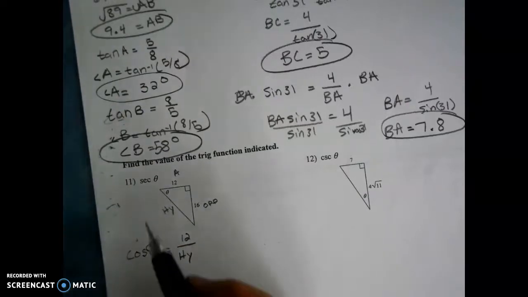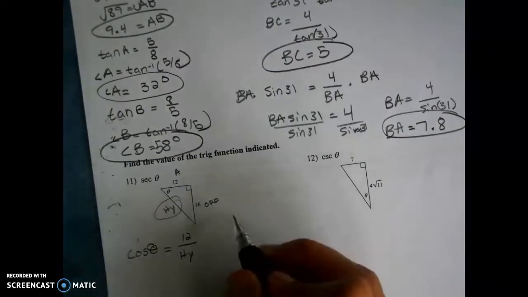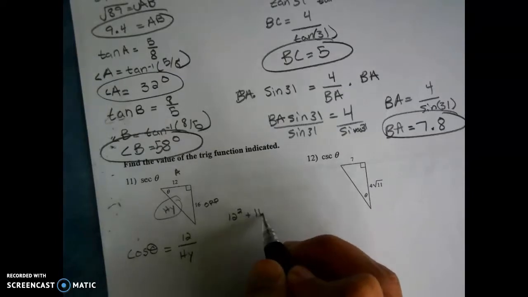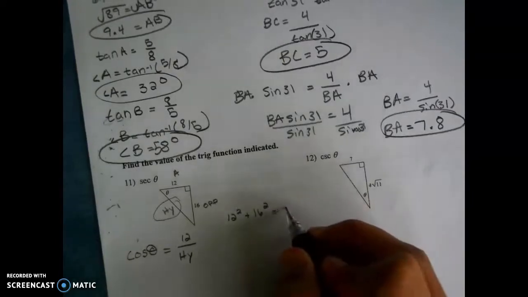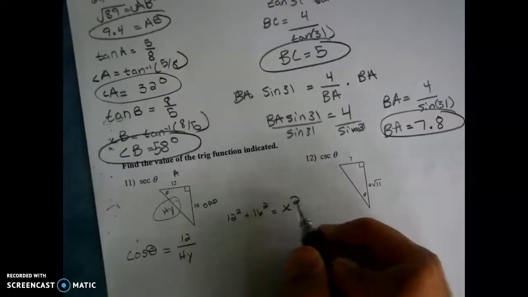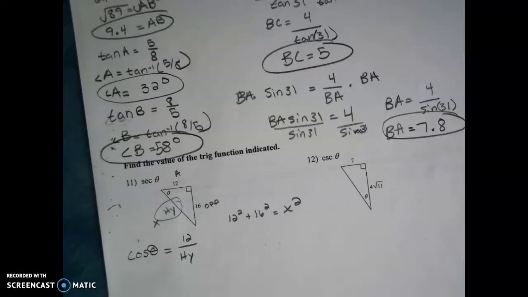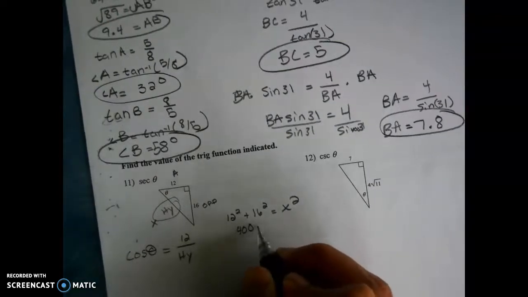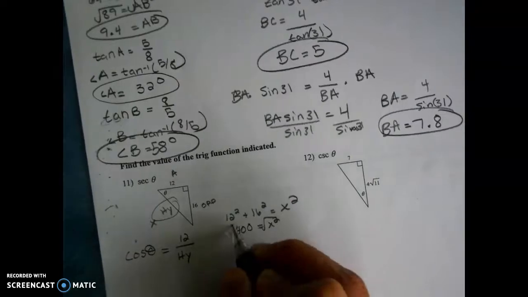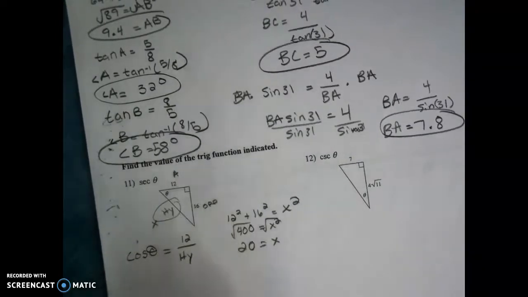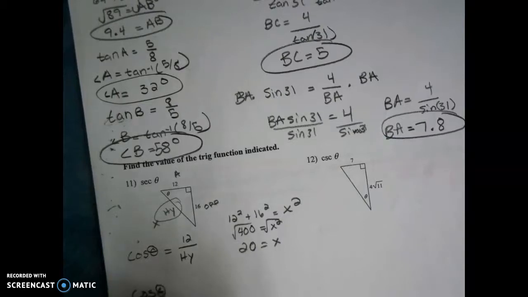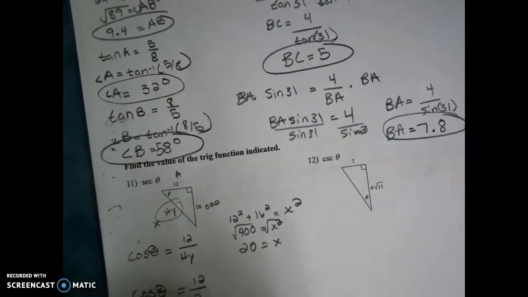Well, we need that hypotenuse, so let's use Pythagorean Theorem to find it. So we're going to have 12 squared plus 16 squared is equal to, let's just call this x squared. We're going to try to solve for x here. So 12 squared plus 16 squared gives us 400, which is equal to x squared. Square root, we get 20 is equal to x. So now we know our cosine of theta is equal to 12 over 20.